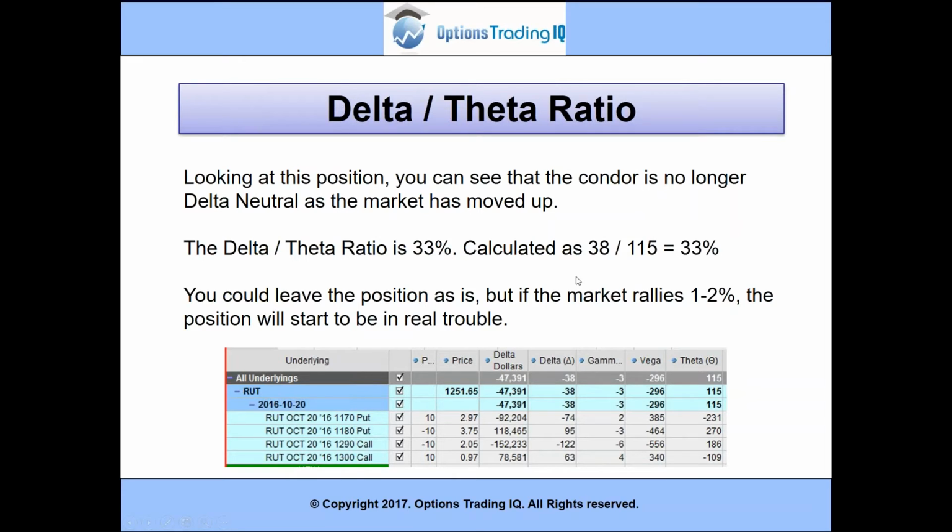Okay, you could leave the position as it is, but if the market rallies another 1 to 2%, the position could start to be in real trouble.